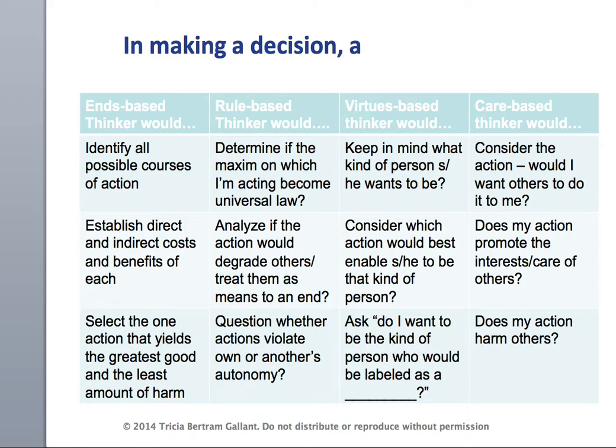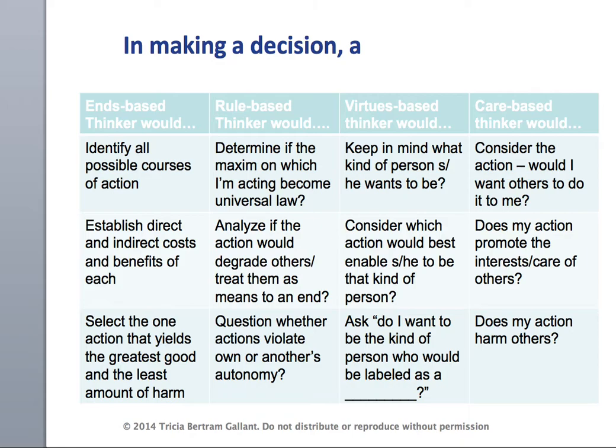A rule-based thinker would first determine if the maxim which they're acting on should become universal law or a universal norm. Then they would analyze if that action would degrade others or treat them as a means to an end, because that is not acceptable. And then finally they would question whether the actions violate one's own or another's autonomy, because that's not good either. So do I want it to become a universal law or norm? Would it degrade others, treat them as a means towards an end?